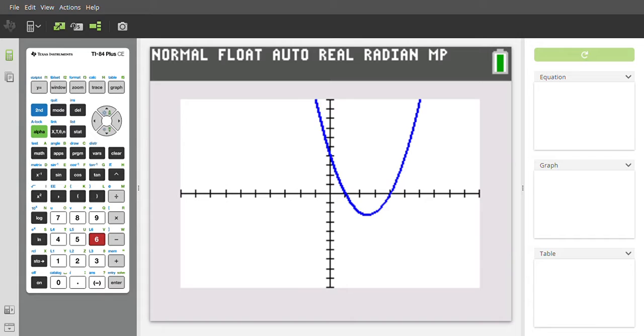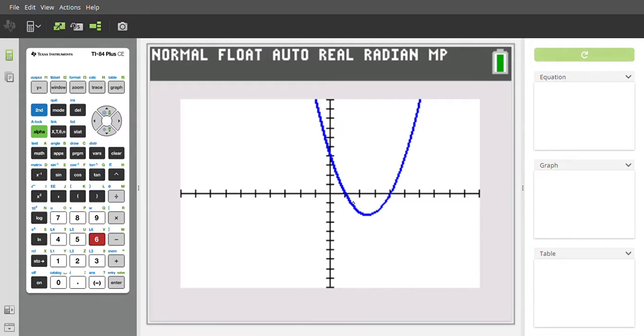Now, where is this particular graph equal to 0? Remember I said we replaced the y with 0, so what we're looking for are the x-intercepts. They appear to be at positive 1 and positive 4, but let's find out for sure.